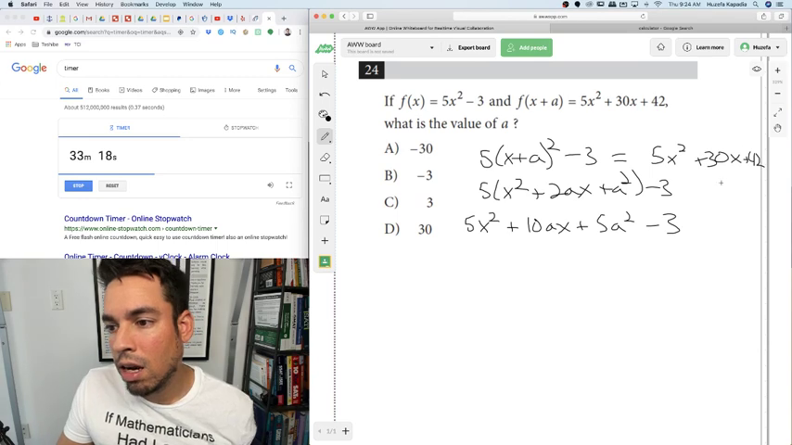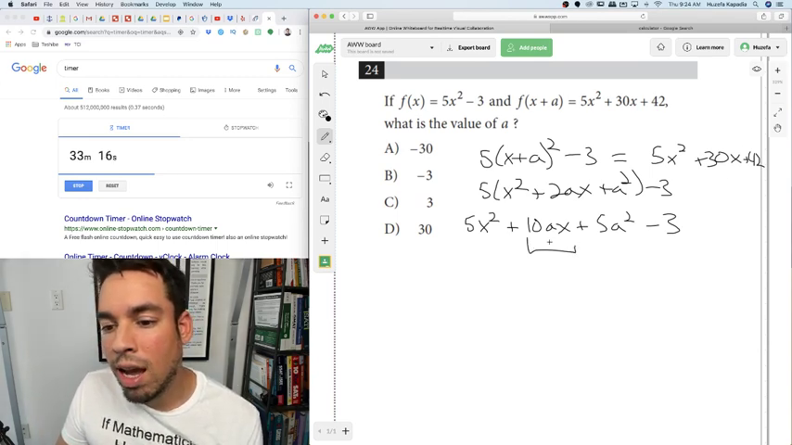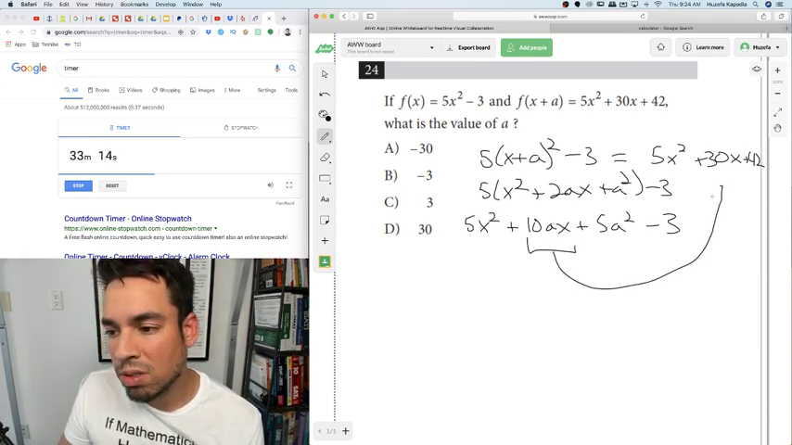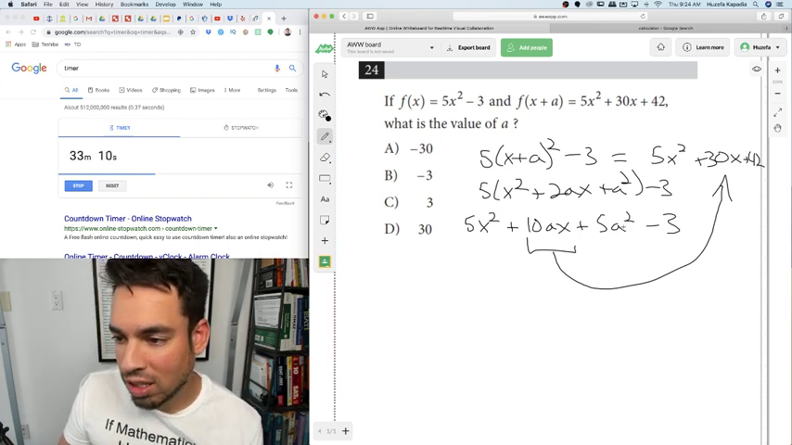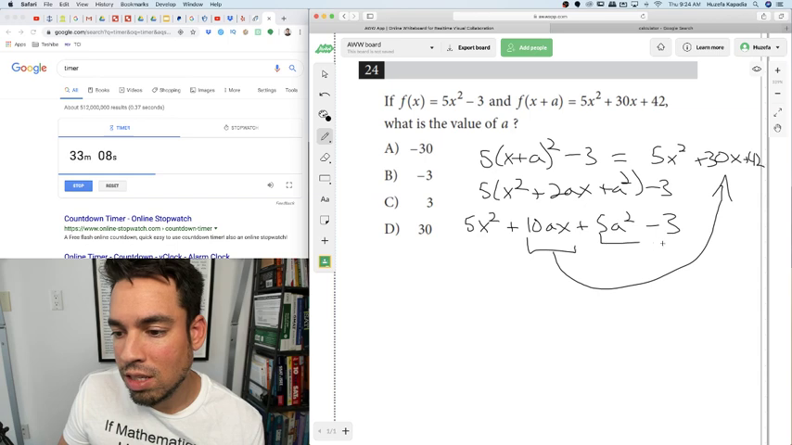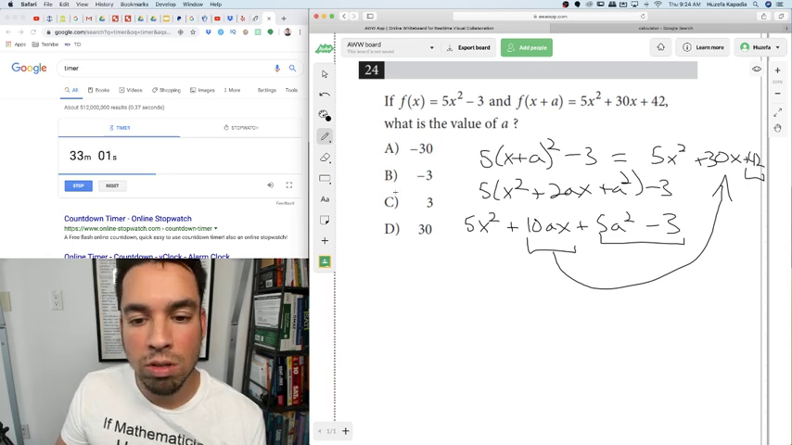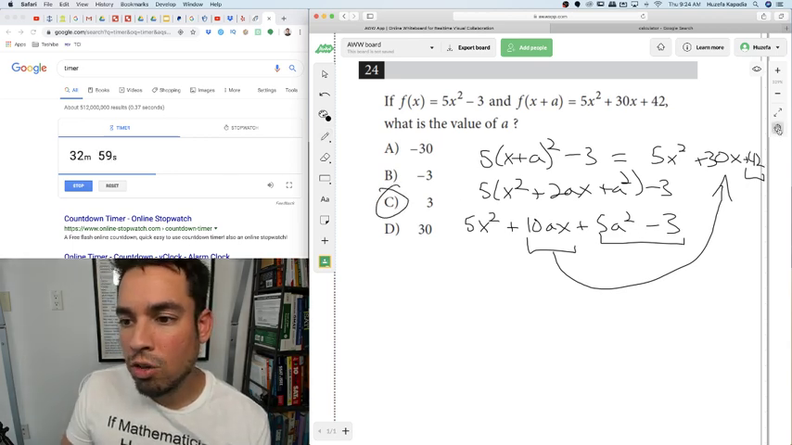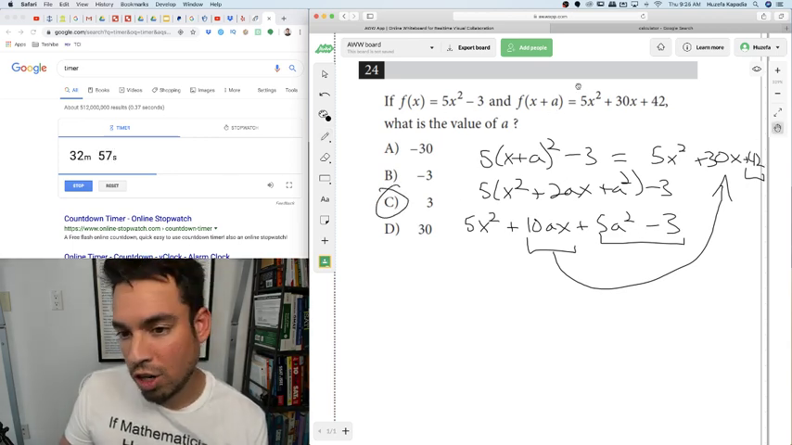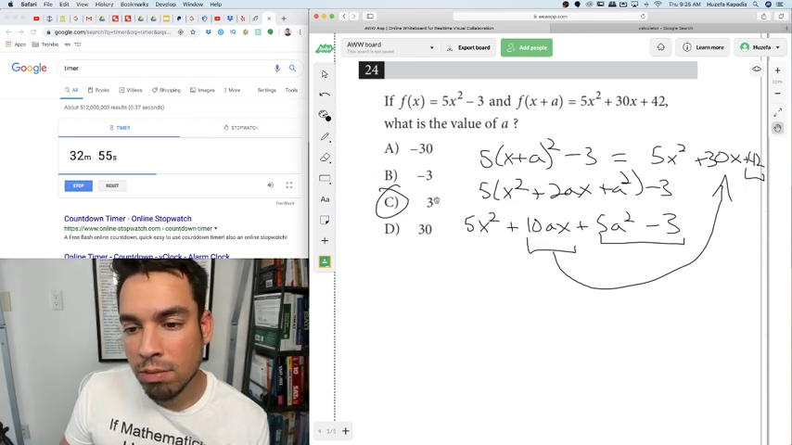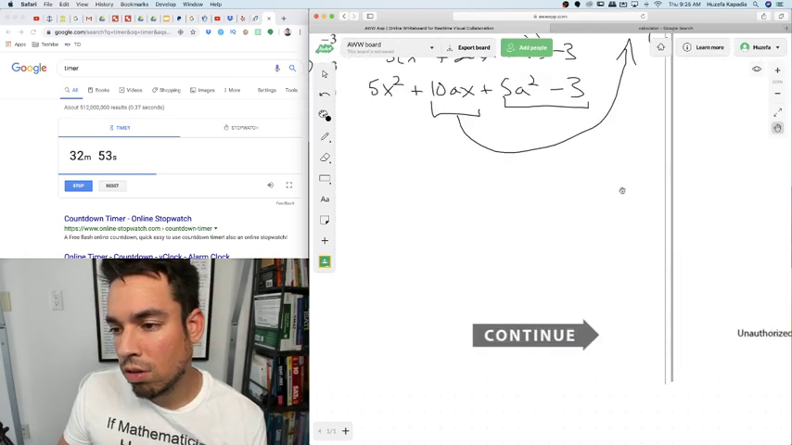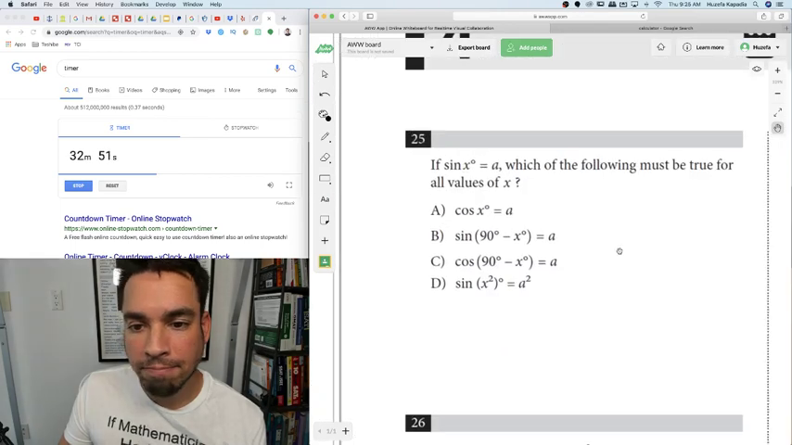Okay, now I already know a is 3. A has to be 3 because this term matches up with this term, because those are the only 2 terms with x. So a has to equal 3, and then we double check it here. If I plug in 3 here, because these two have to equal 42, they're the constants. 3 squared is 9 times 5 is 45 minus 3 is 42, so it's definitely 3. And you could have also plugged in and checked, I guess, but that's harder. That takes longer. Okay, next.